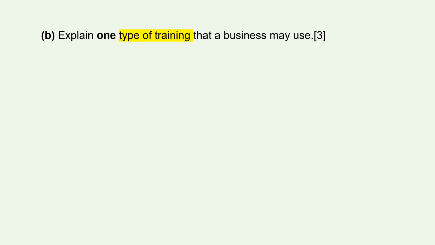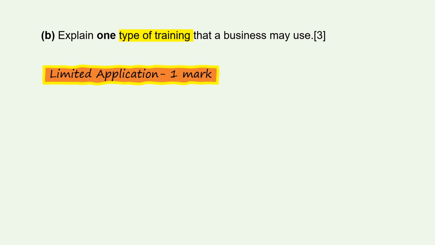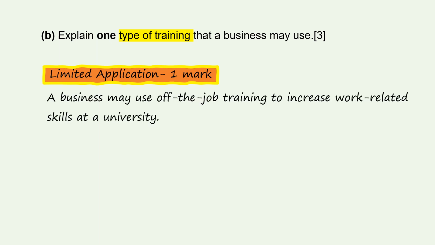Now let us move on to the application 1. Okay, again, I will try to divide it into two parts, a limited application and then the develop one. For the knowledge point, you have already got 1 mark. Let us see for the application one. Limited application, 1 mark. So a business may use off-the-job training to increase work-related skills at a university. All right, off-the-job training is knowledge, and to increase work-related skills at a university is a 1 mark application.